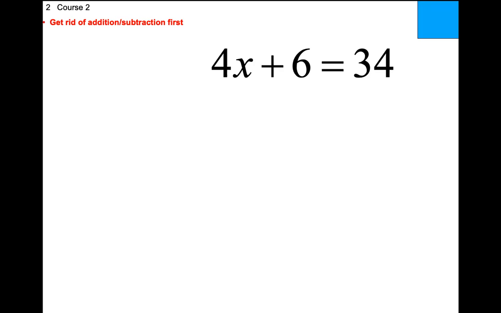Look, I did the last problem. All right. Here we go. So we need to get rid of either the 4 or the 6. Which one do you want to get rid of? 6. So how do we get rid of plus 6? Minus 6. Both sides. Okay. Minus 6. Both sides.